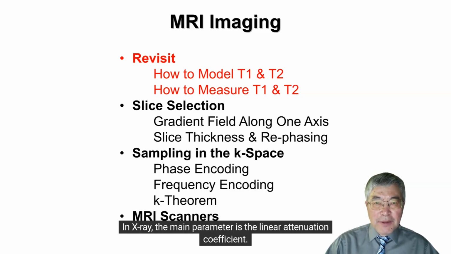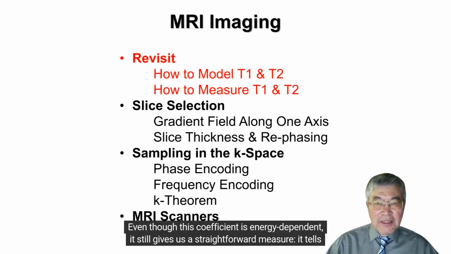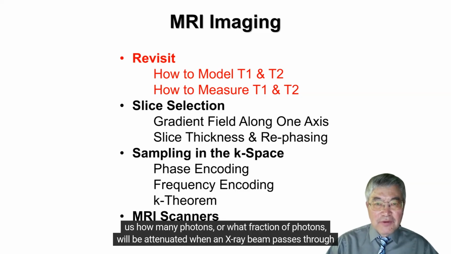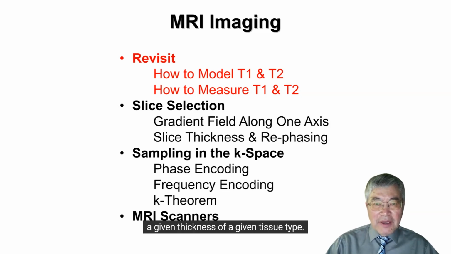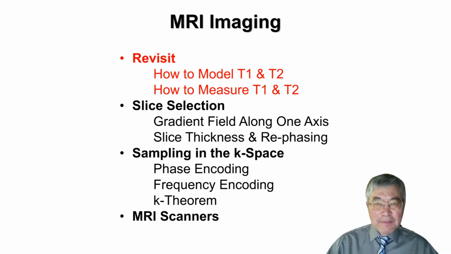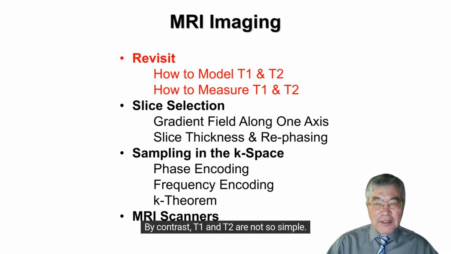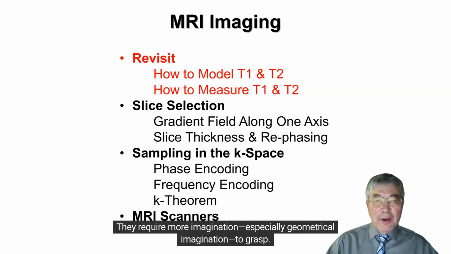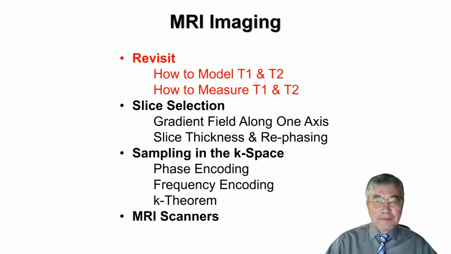In X-ray, the main parameter is the linear attenuation coefficient. Even though this coefficient is energy dependent, it still gives us a straightforward measure. It tells us how many photons, or what fraction of photons, will be attenuated when an X-ray beam passes through a given thickness of a given tissue type. By contrast, T1 and T2 are not so simple. They require more imagination, especially geometrical imagination, to grasp.